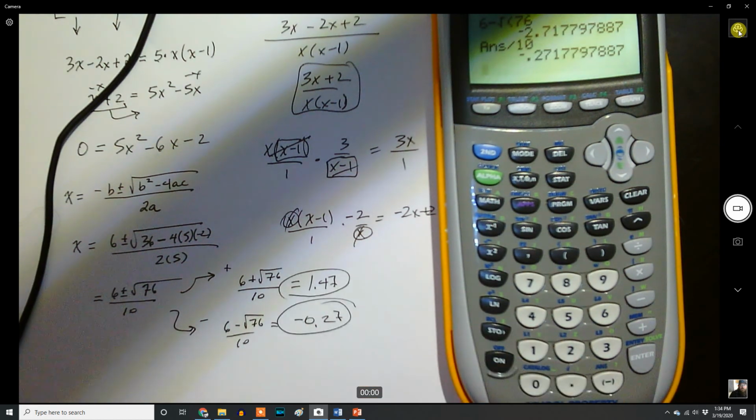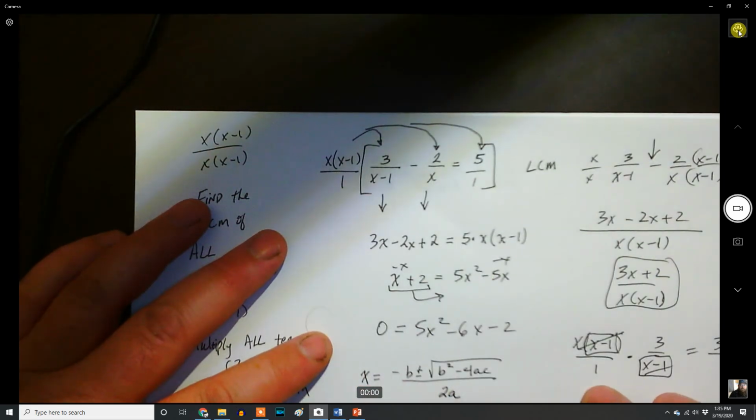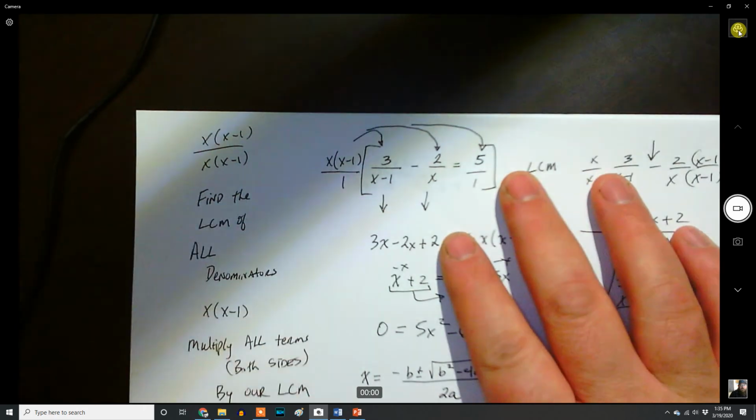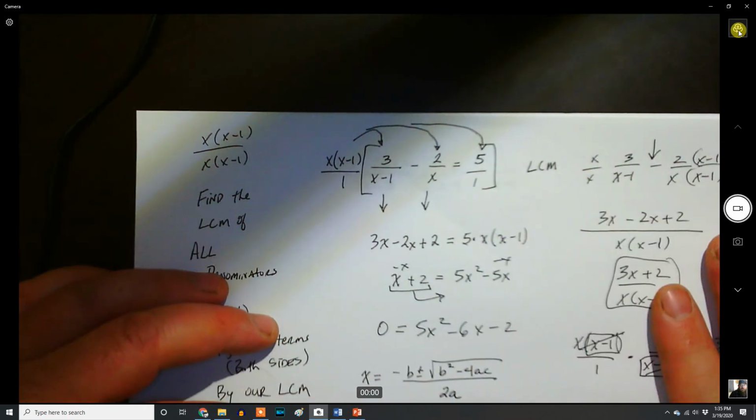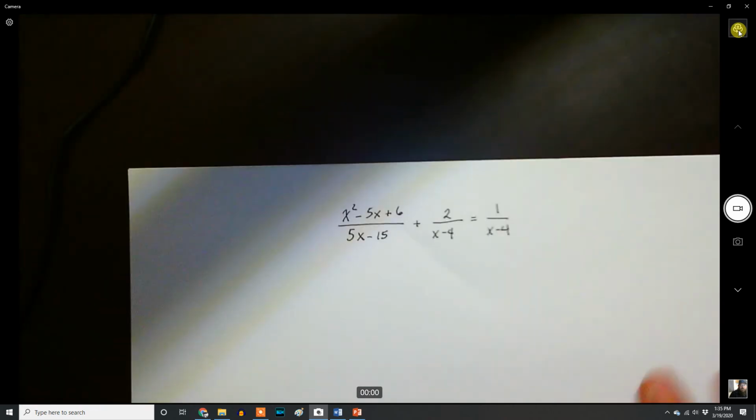Now, these kinds of questions are completely accessible to students that don't know the quadratic formula yet. A lot of times they turn out to just be linear. This one turned out to be quadratic, but a lot of times they do turn out to be linear and not too big of a deal. Let's try one more, right?